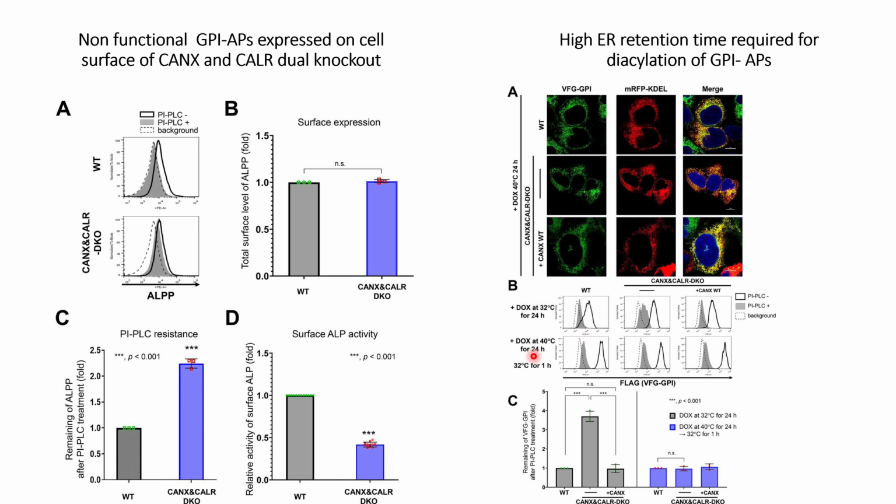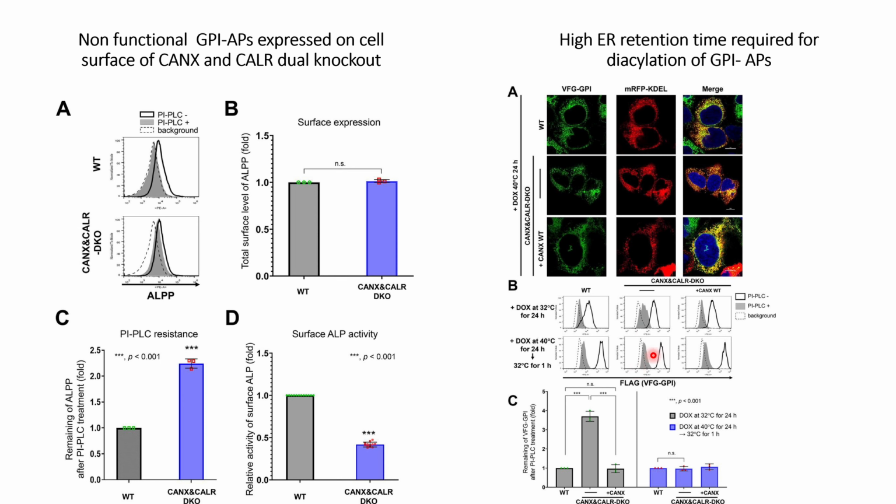they have seen when the cells are treated at 40 degrees and after that 32 degrees for 1 hour. The results are similar, as can be seen here. However, for this, even for the dual knockout they can see that sensitivity increases by around 3 to 4 fold compared to the case where cells are grown at 32 degrees. So at 40 degrees, more GPI-APs are expressed on the cell surface, and they are more sensitive towards this PI-PLC.